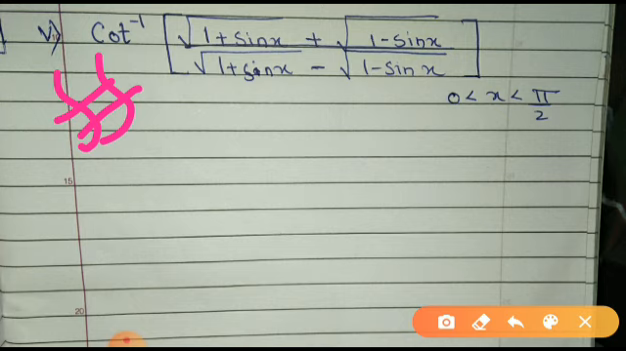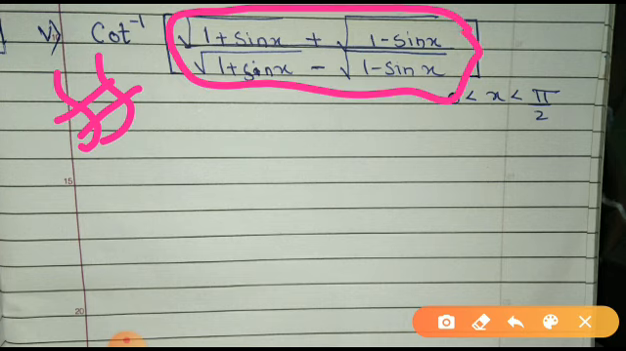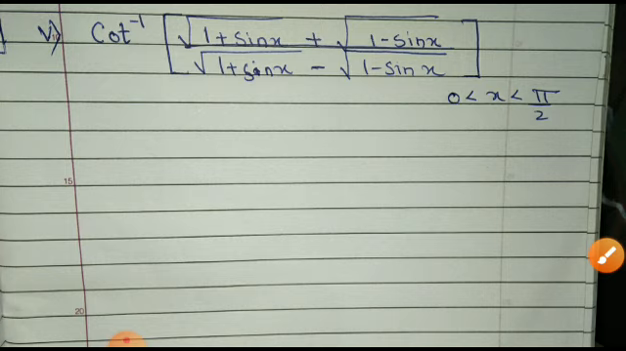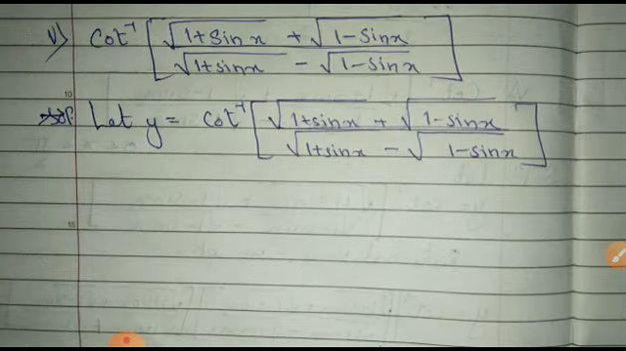Rationalization means I have to multiply the numerator and denominator of this angle, only in the angle. Just check what the denominator is, and I have to multiply by its conjugate. If you need, you can just try it. I'm not showing that one. The second method I'm showing.